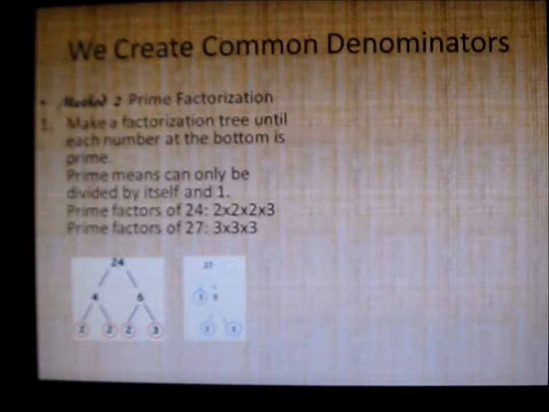We can also create common denominators using method 2, prime factorization. Make a factorization tree until each number at the bottom is prime. Prime means it can only be divided by itself and the number 1. Prime factors of 24 are 2 times 2 times 2 times 3. Prime factors of the number 27 are 3 times 3 times 3.